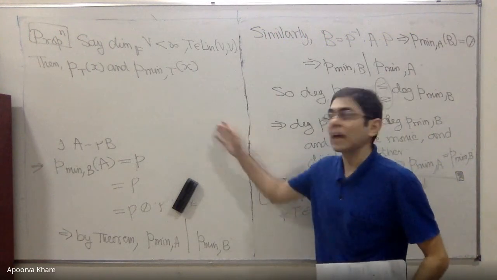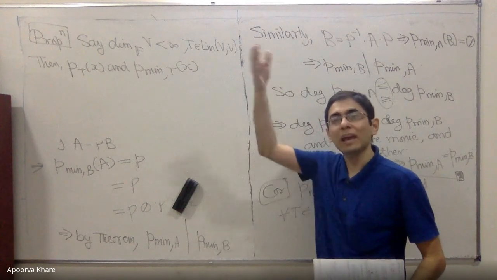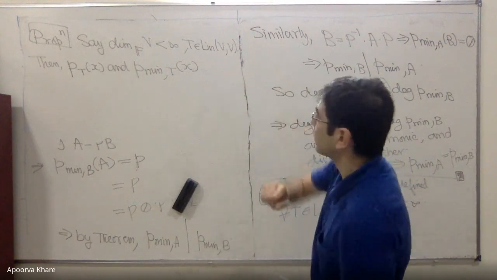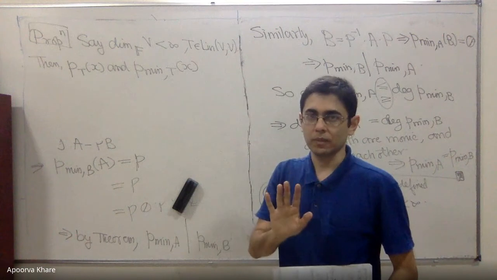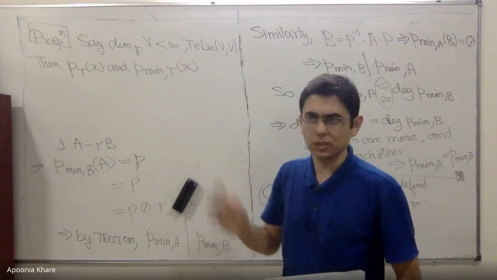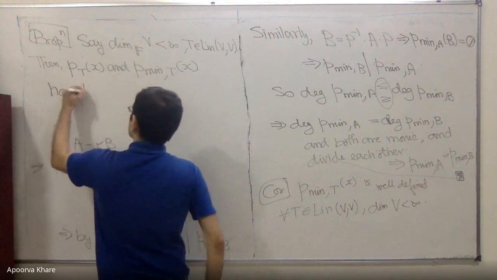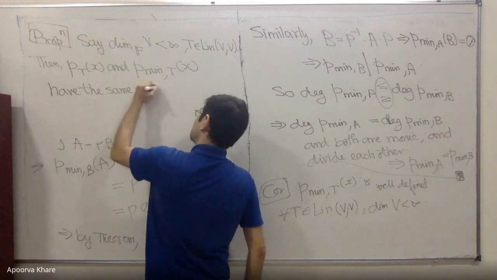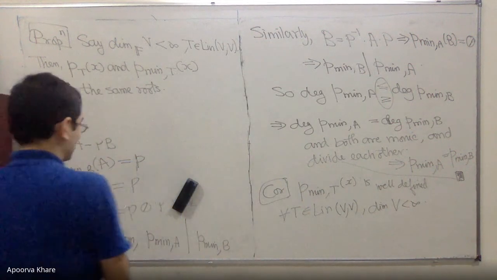So, for example, for the identity matrix, the characteristic polynomial was x minus 1 to the n. There are n roots, each of them equal to 1. For the minimal polynomial, it was x minus 1 to the 1. But the root was the same. Just the number of times it occurs is different. These have the same set of roots. Of course, they may occur a different number of times, and usually they do.